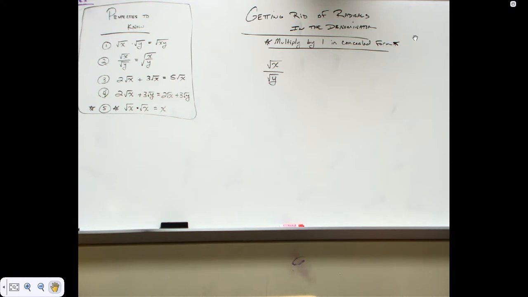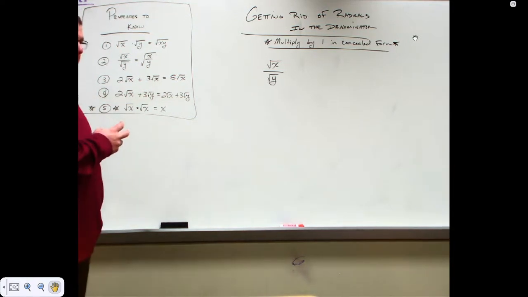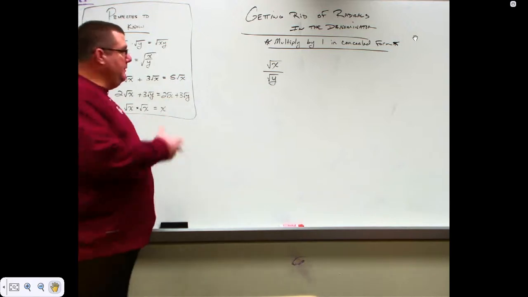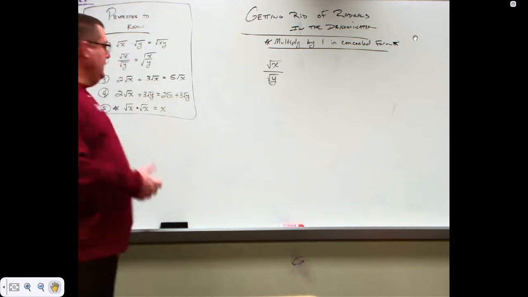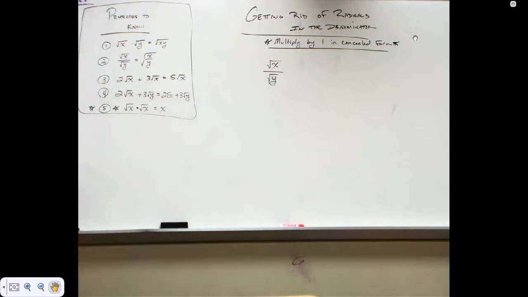Because obviously when we're getting rid of the radical in the denominator, we're not trying to change it into a different number. We want it to stay the same value, correct? So what we do is we multiply by 1, but we multiply by 1 in concealed form. Well, over here under properties, which property looks like it would help me get rid of a radical? What number? 2.